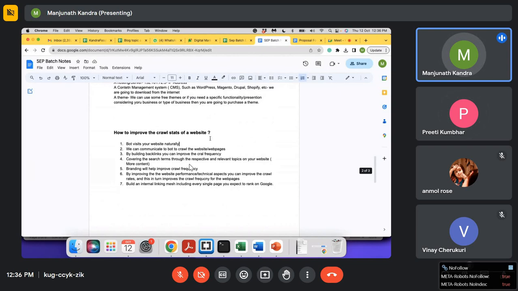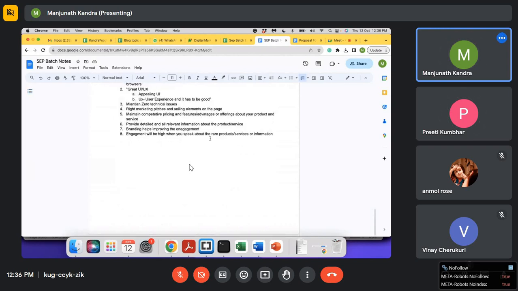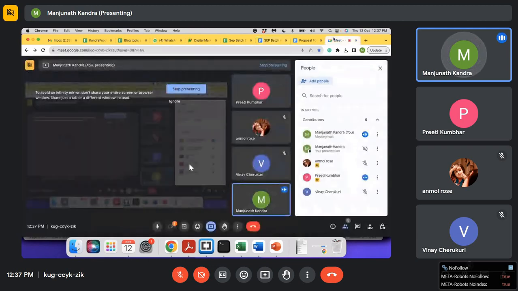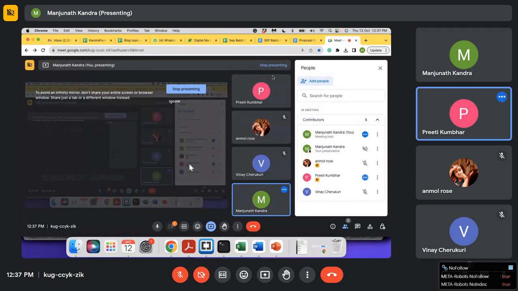Can one of you tell me what we should do in order to improve the crawl frequency of a website? At the top level, you don't have to be very detailed. We can communicate to the bot to crawl the web page. Then branding will help to improve the crawl frequency. Bots visit your website naturally. Branding activities will help. Communicate to the bot to crawl the web page.